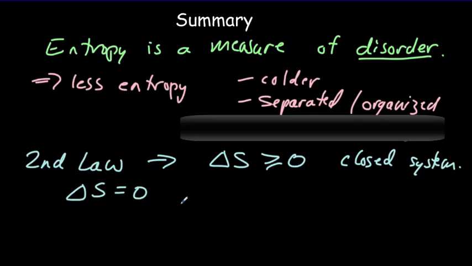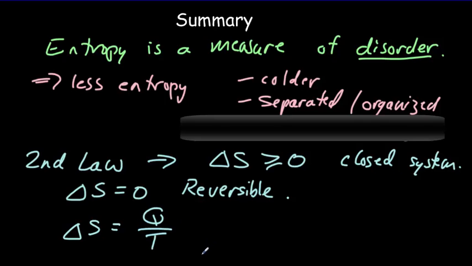If a process has no change in entropy, it's going to be reversible. And at least for right now, that just means we could take a film of it, run it in reverse, and it would look perfectly normal. And then we saw how we could calculate entropy changes when heat is given to a substance. And it'll just equal the heat that's added to that substance divided by the temperature of that substance in Kelvin.